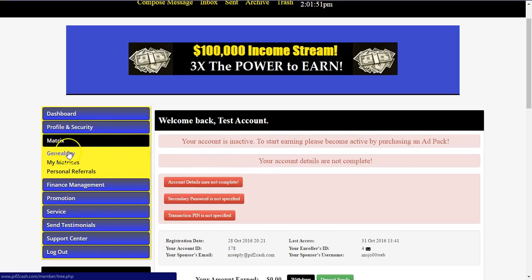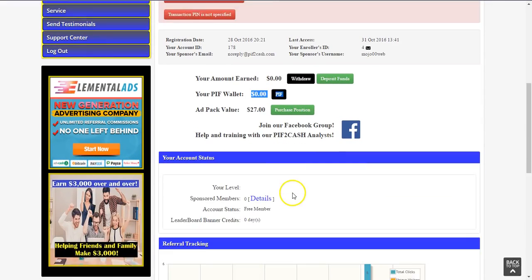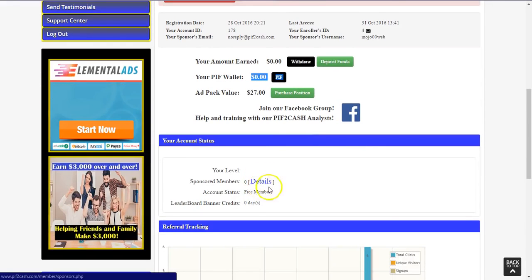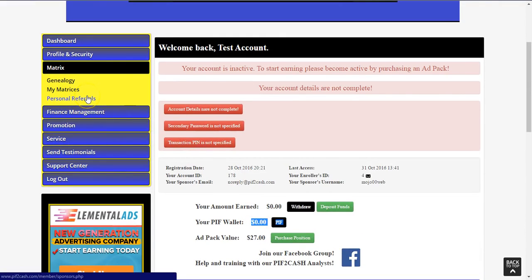Matrix. You got your genealogy. That's going to tell you the number of people that have been recruited and so on and so forth. My matrices. This is going to tell you what matrices you are in and whether or not they have positions. You will click that and it'll take you to a view of all the matrices that you have. And this is your personal referrals. Again, that's the same button that's down here in your account details. So it's just personal referrals, people that you have directly sponsored.